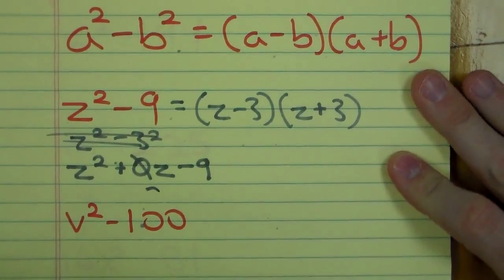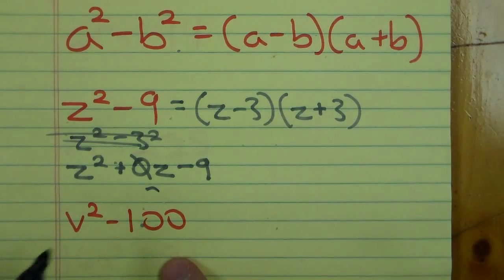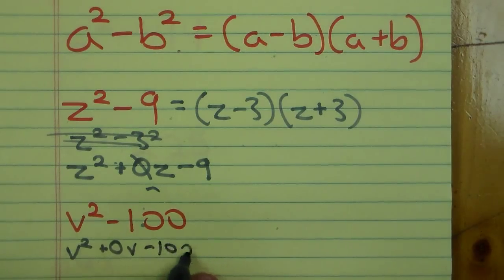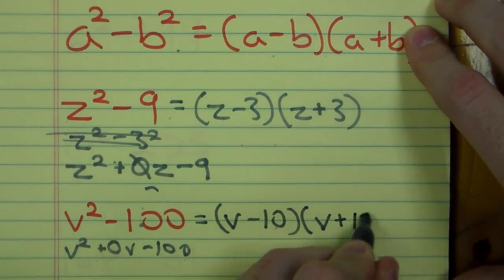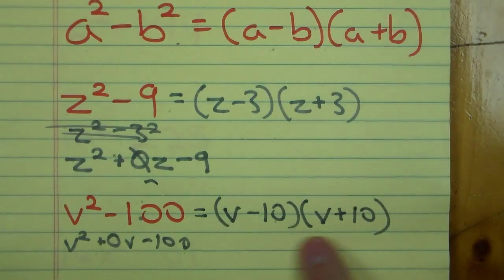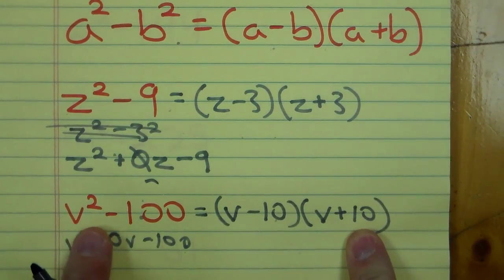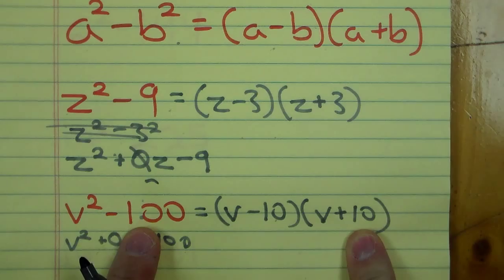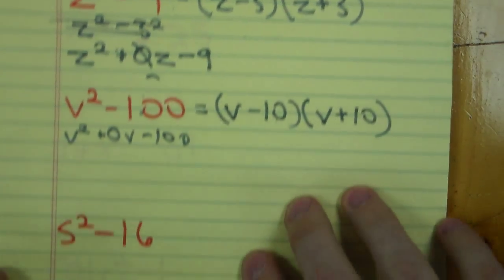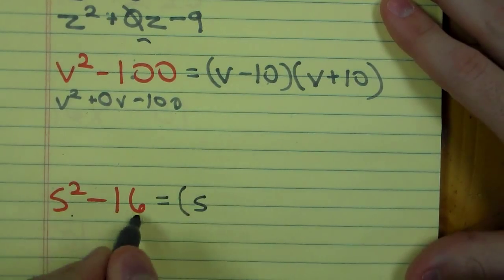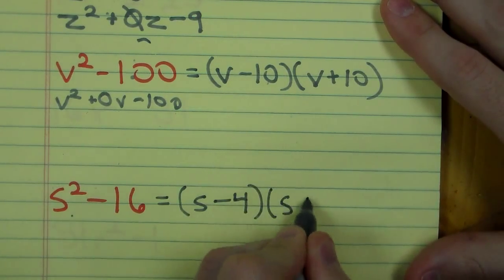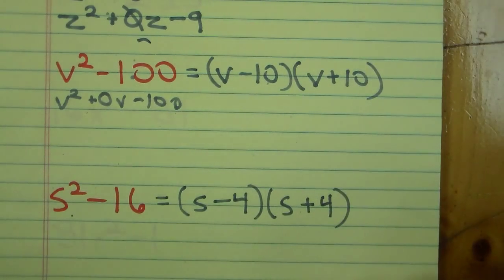Let's look at another one and see if that works for us. So v squared minus 100 is, as we're saying, v squared plus 0v minus 100. Well, what adds to 0 that multiplies to negative 100? That's going to be negative 10 and positive 10. So our answer is v minus 10, v plus 10, which is also this number, minus 10, which is the square root of 100, and then plus. S squared minus 16. Get rid of the square, so that's s. Square root of 16 is 4, and then s plus 4 is our other factor.